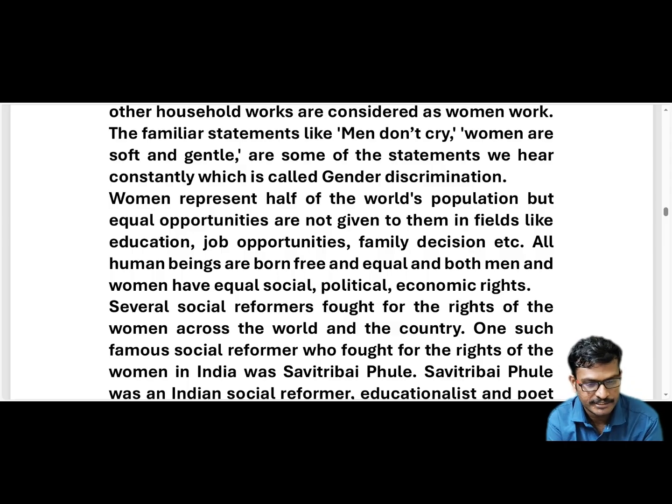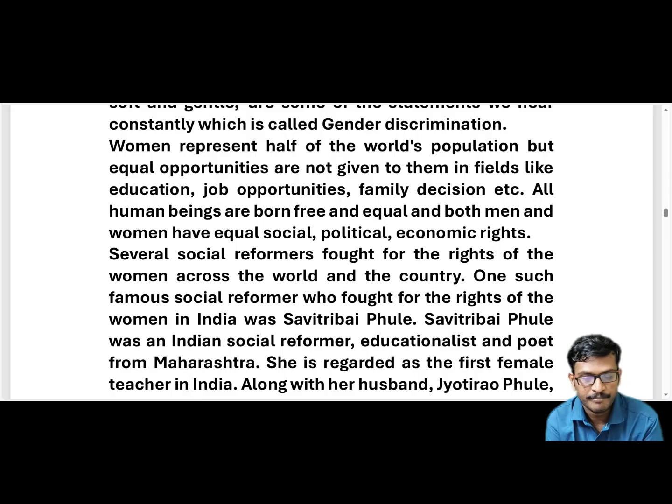Along with her husband, she participated in many movements, fighting for the rights of women in India during the British time. Savitribai Phule fought along with her husband Jyotirao Phule for women's rights during British rule. She is recorded as the mother of Indian feminism. Feminism always talks about female rights.